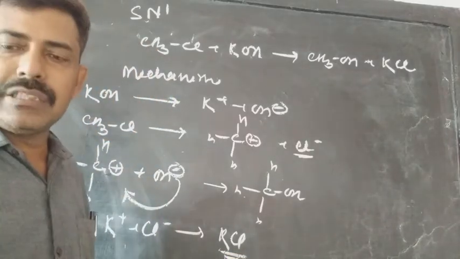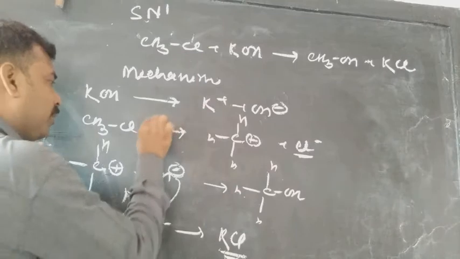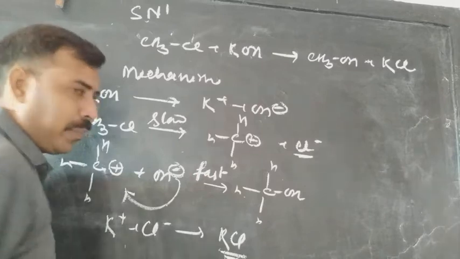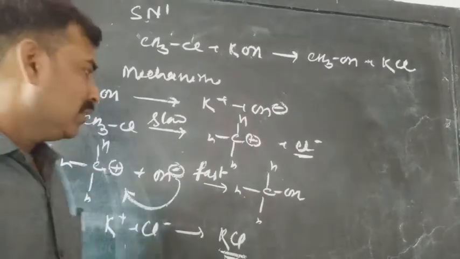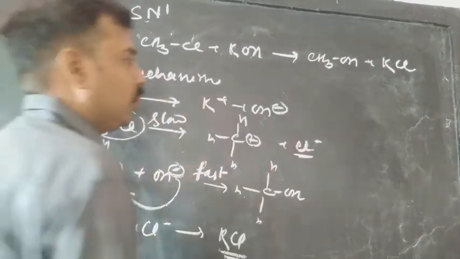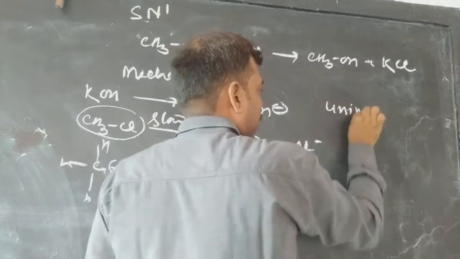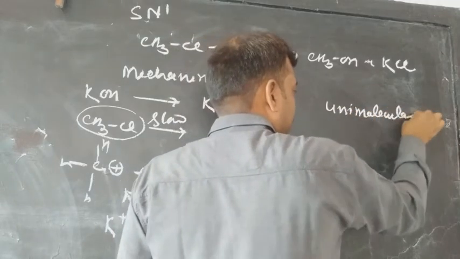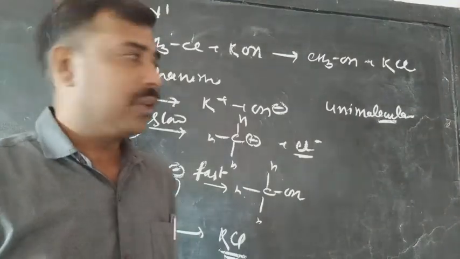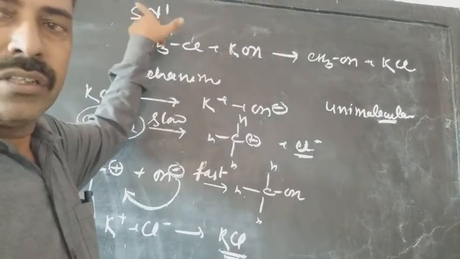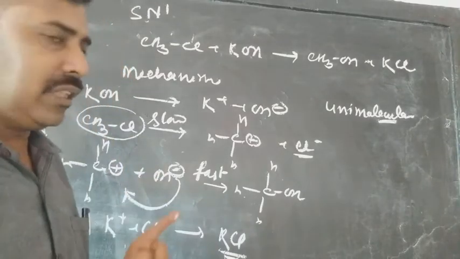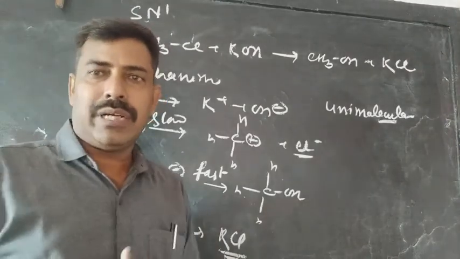In this mechanism, the first step is a slow step, and the second step is a fast step. And as this slow step contains just a single molecule, the reaction is unimolecular. Only one molecule is determining the rate of the reaction, so it is a unimolecular reaction, as is already written, substitution nucleophilic unimolecular.